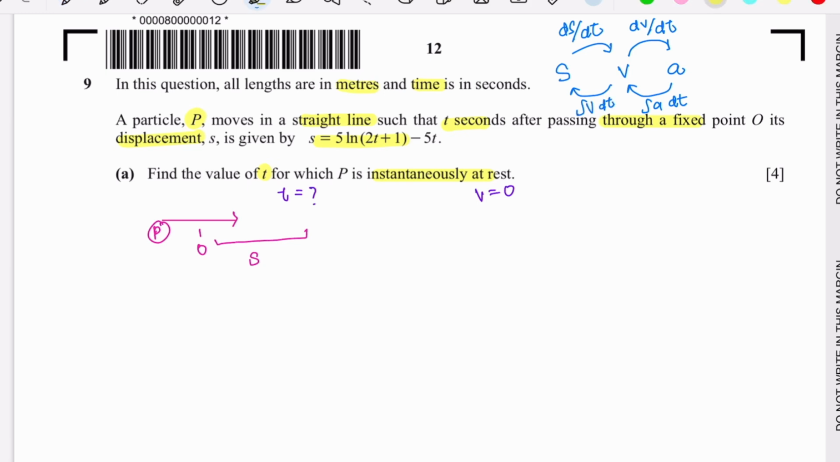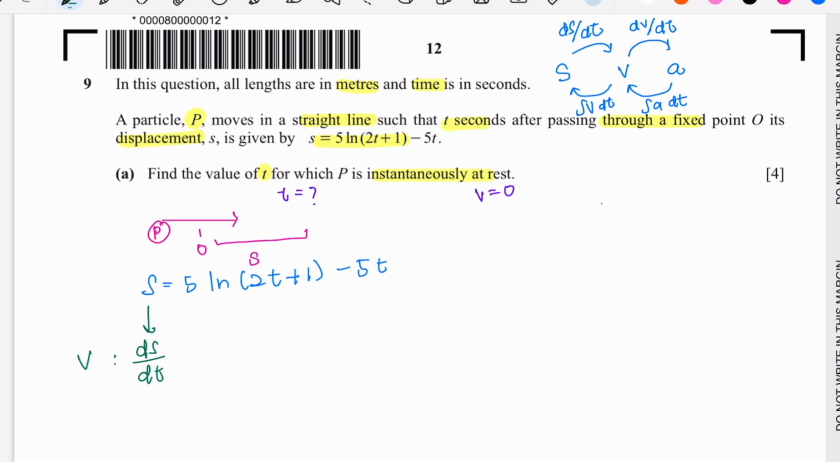Now, in this question, they give us displacement, which is this one. And when v is equal to 0, meaning we need to find v. So, s is equal to this, and we need to differentiate this. That will give us velocity.